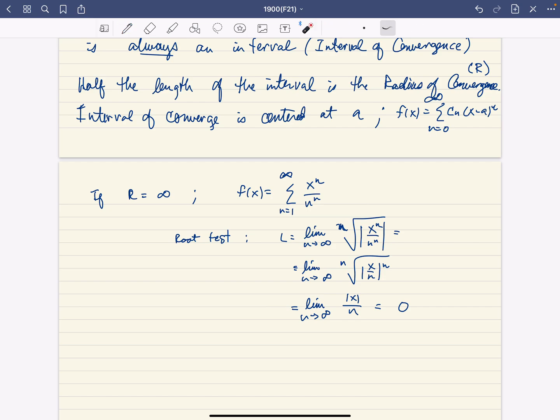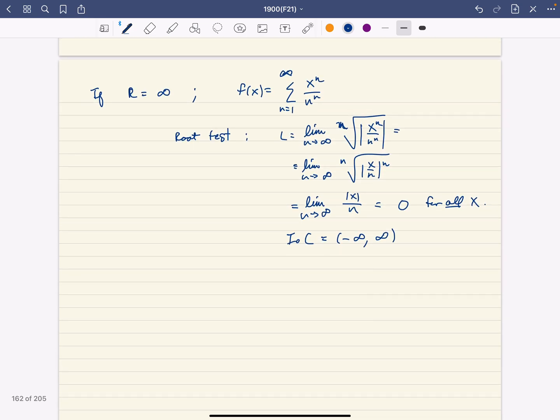And so that means that this is going to converge for all x values. Every x value is going to satisfy this inequality. Okay, so this limit is going to be 0 for all x values. And so therefore, the interval of convergence is going to be all real numbers. The radius of convergence is infinity, and we still think of 0 as the center of the interval of convergence, or the center of the power series, because this is x minus 0 to the n. Right? When you have x to the n, it's just 0 as the center.